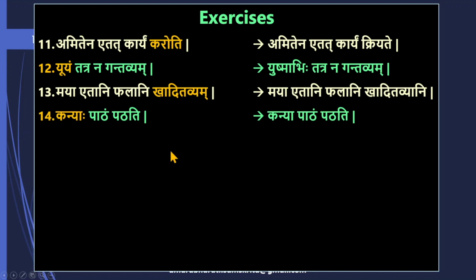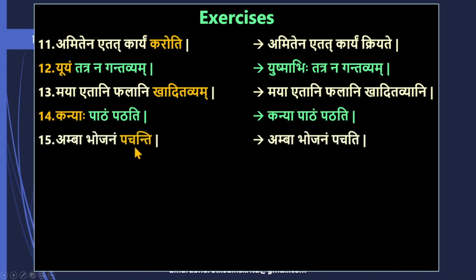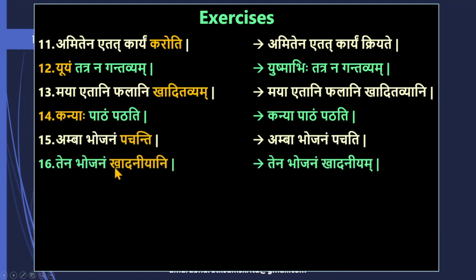Kanya patham pathati. Amba bhojanam pachanti. Amba is one singular person, one person. Pachanti is bahuvachana. Amba bhojanam pachati. Tena bhojanam khadaniyani. Bhojanam khadaniyam, because it's in ekavachana. Bhojanam is ekavachana. Khadaniyam is ekavachana. Khadaniyani is bahuvachana. Amba tatra santi. Amba is again ekavachana. Santi is bahuvachana.